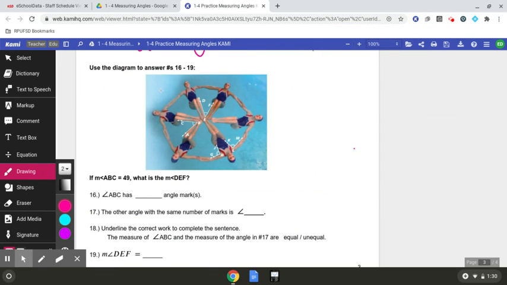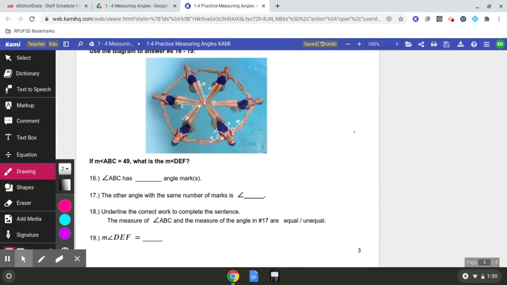Okay, so for 16 through 19, you're using the synchronized swimmer diagram, which was in the notes as well. So it should look familiar, and you should kind of know what we did there to help you with this. So this is saying if ABC, so ABC is that angle here, right? They're telling you that that angle, and I'm going to just erase that because there's marking in there, is 49 degrees. So they're giving you that. They're also, if you notice, there's this marking here, that arc, which you see over here on DEF.